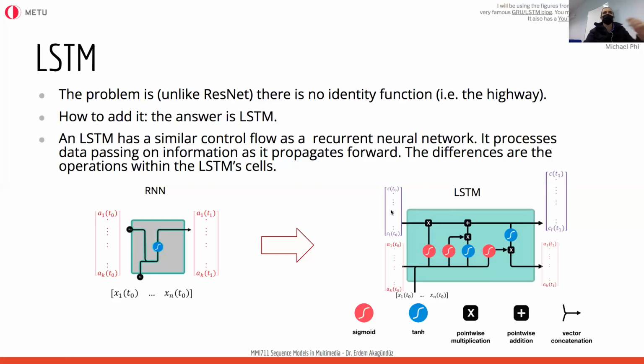And LSTM has a similar control flow as a recurrent neural network, because there are hidden states, and actually there's a cell state in addition to the hidden state, which I'm going to be talking about. So it processes the data, passing on information as it propagates forward. That's something general that we can say for a recurrent neural network. The differences are inside the LSTM cell. If this representation is a simple RNN, vanilla RNN, core RNN, this is the LSTM. If you look at it, it is not much complicated. There's a hidden state, there's an input, there's a tanh function.